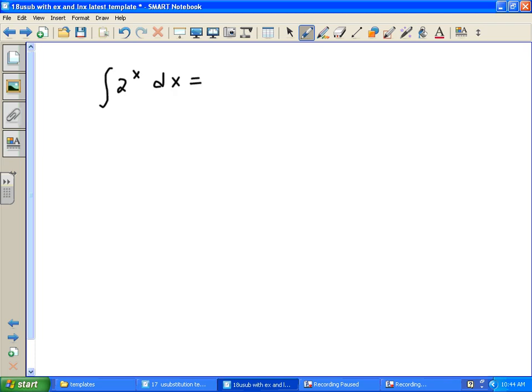The shortcut answer is, in a way, this is similar to e to the x. What was the antiderivative of e to the x? Itself, right? e to the x. So you might say this will be also itself, 2 to the x, except that there's an extra coefficient. You have to divide it by ln of the base, ln of 2. Like if it was 3 to the x, you would divide it by ln 3. If it's a to the x, you divide by ln a.